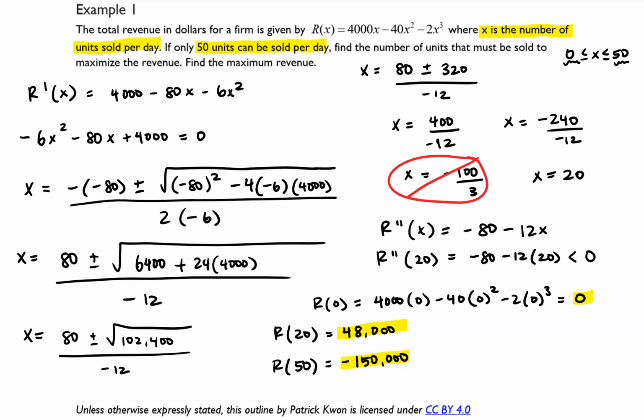So we can say that 20 units must be sold to gain a maximum revenue of $48,000. And that is the end of this problem.